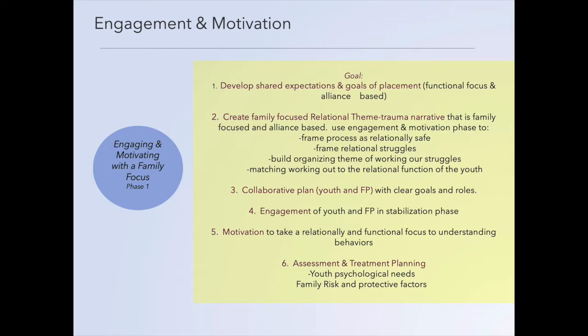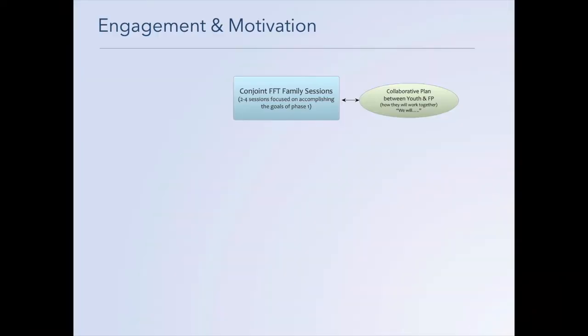Which leads us to fifth, another outcome, meaning that if that kind of engagement can be developed, we're hoping that the foster care parents and the youth feel motivated not just to try, but motivated to try in a way in which they know they too will have to change some of their behaviors. And then last, of course, out of this phase will be additional assessment and treatment planning, trying to identify any additional youth psychological needs or family risk and protective factor needs that may be there.